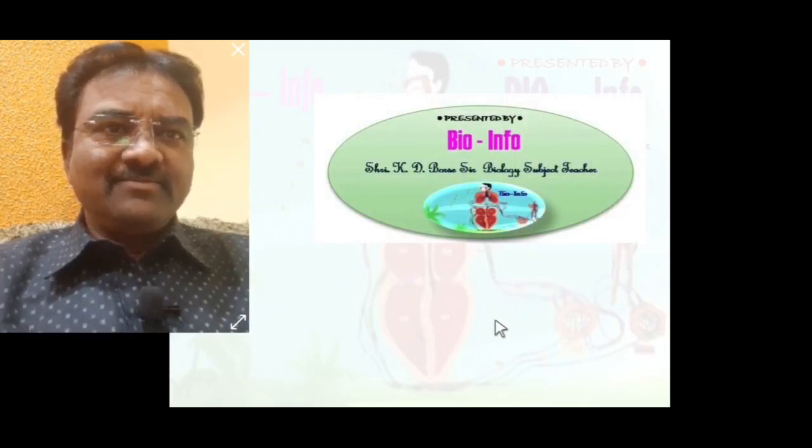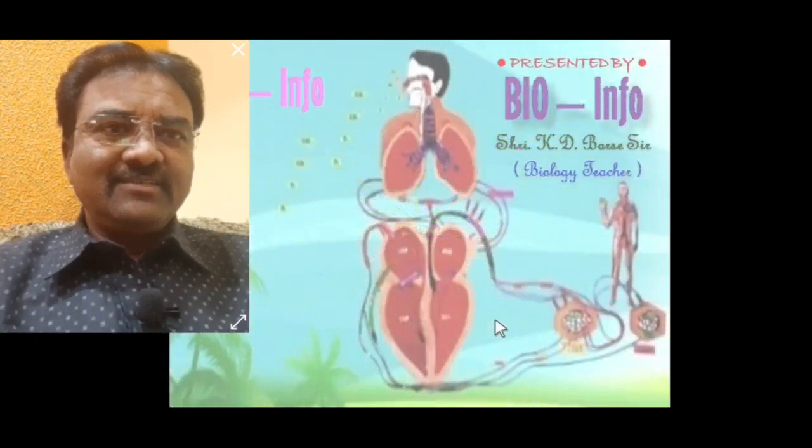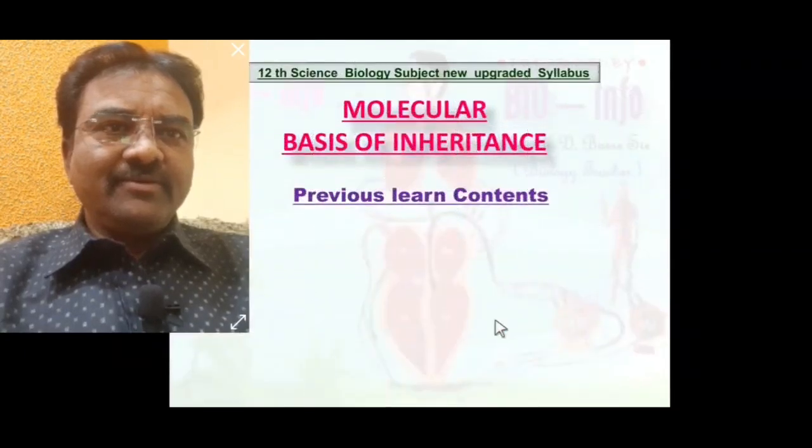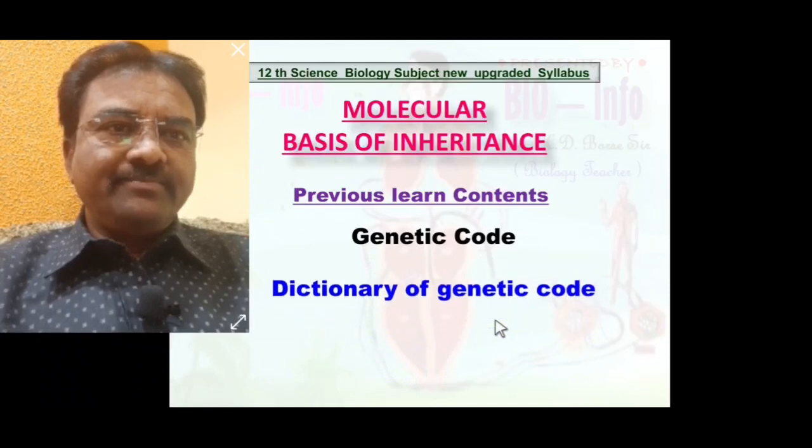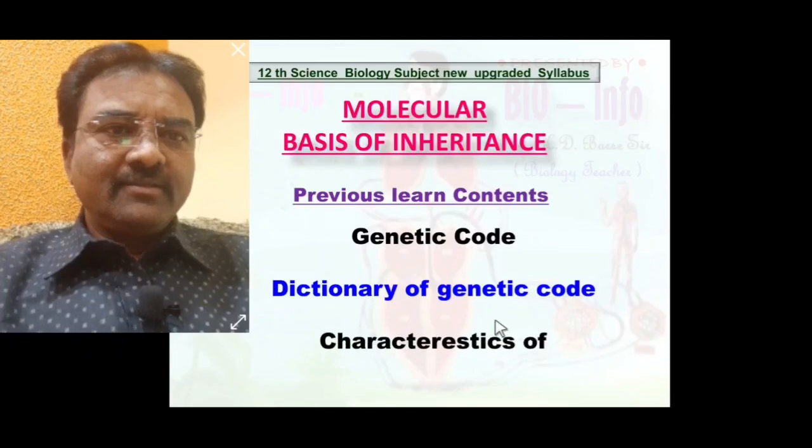In the last lecture we discussed in detail the molecular basis of inheritance chapter concepts: the genetic code, the dictionary of the genetic code, and the different characteristics of the genetic code.